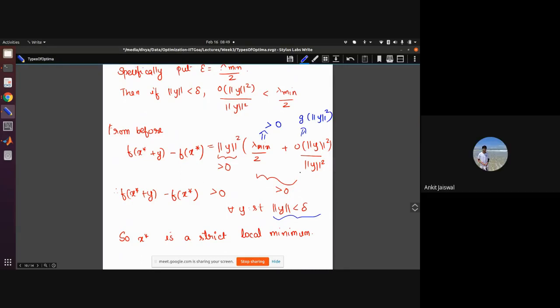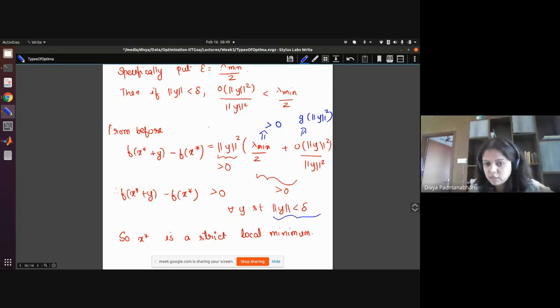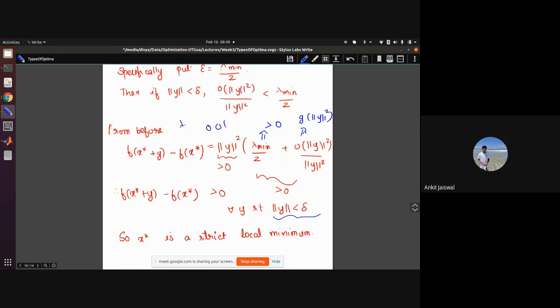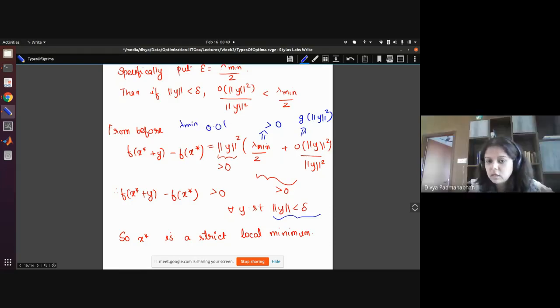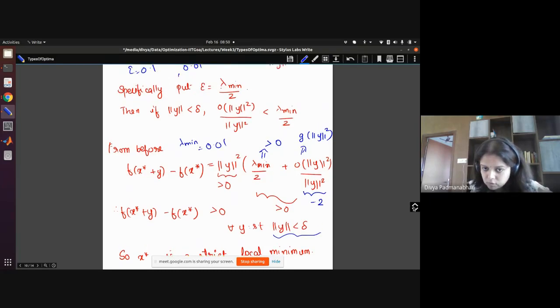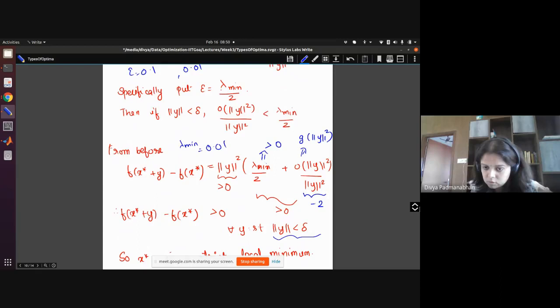No, ma'am, it's not greater than 0, right? Well, you said lambda min is 0.01, and this quantity you're getting is minus 0.2 or something. Minus 2. Okay. So now when you take this difference, what are you going to get? You're going to get a negative quantity. Okay, so that's what you're saying. Oh, I see what you're saying.